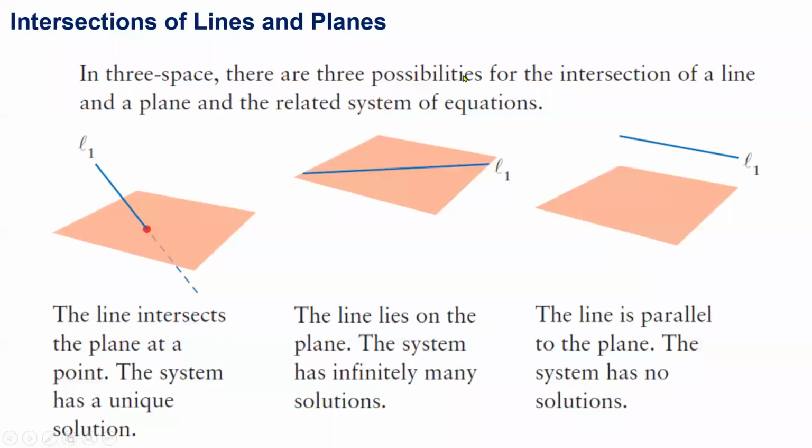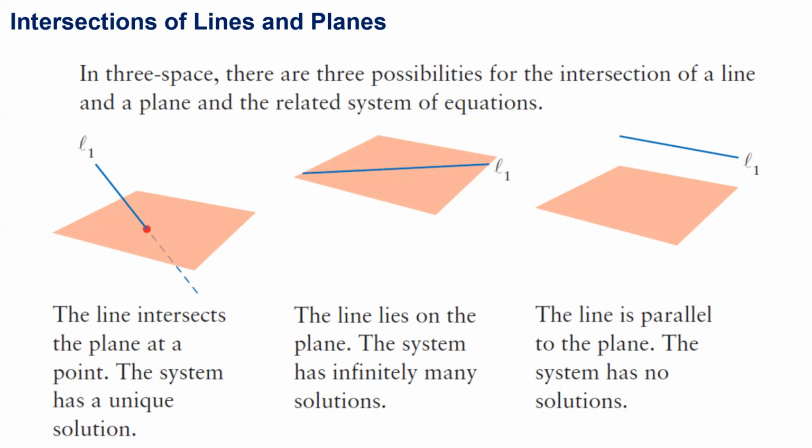All right, so first of all, let's have a look at the intersections of lines and planes. In 3 space, there are 3 possibilities for the intersection of a line and a plane and the related system of equations. First, the line could intersect the plane at a certain point. The system has a unique solution, which is shown on the graph on the left.